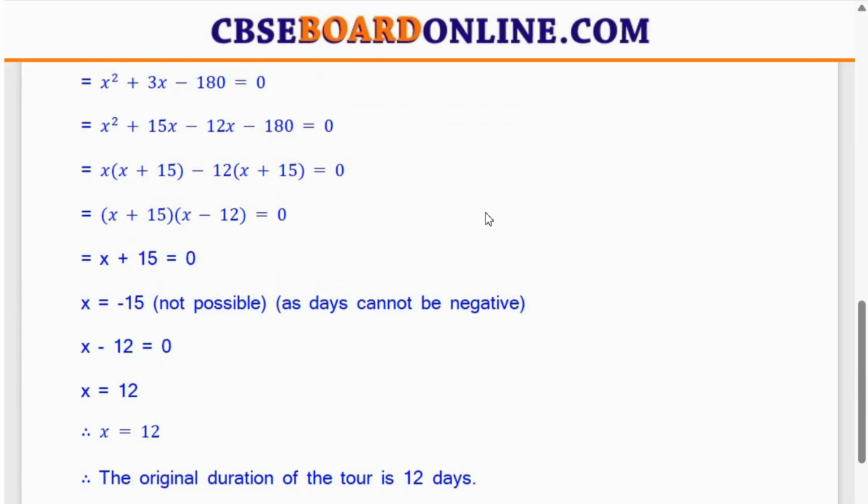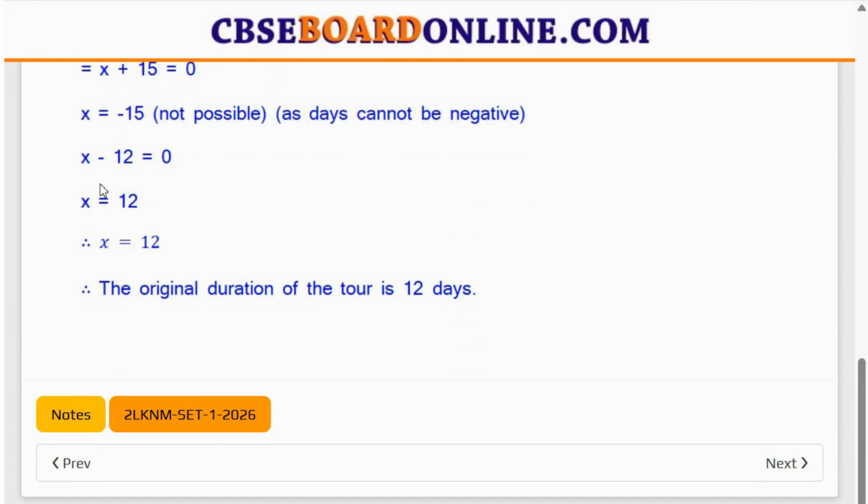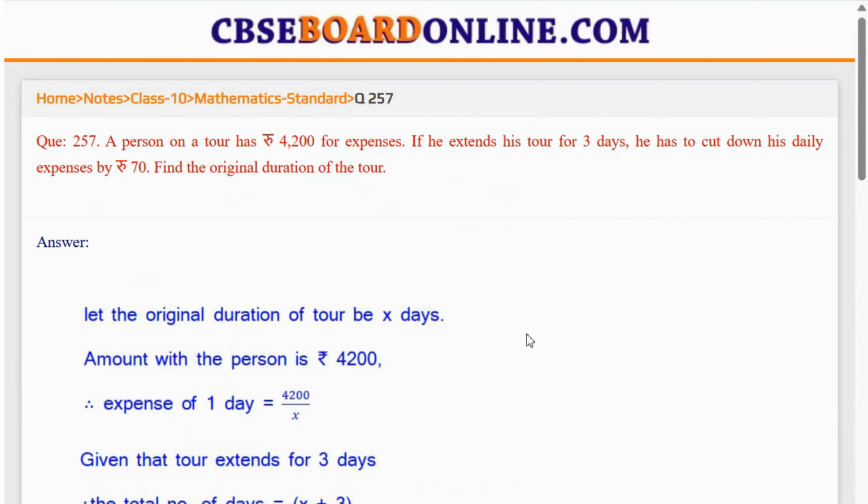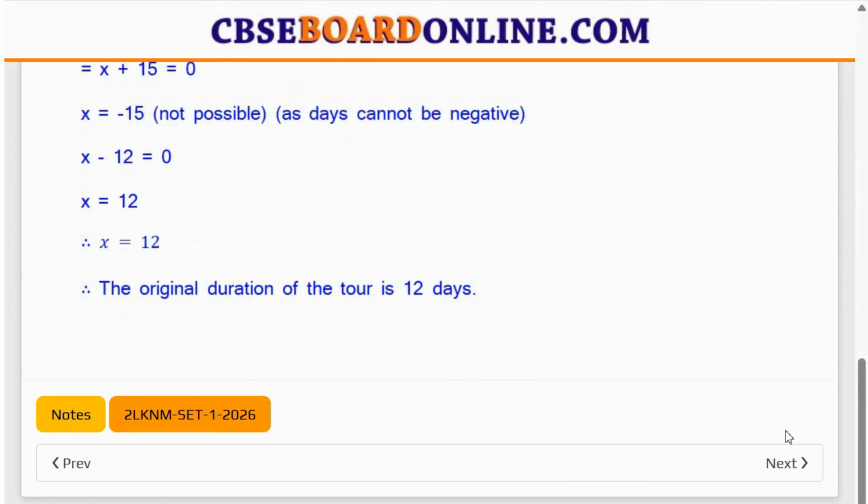So x minus 12 is equal to what? If this sign is negative, as soon as you shift it to the other side, x is equal to positive 12. So the original number of days of the tour was 12, and the tour got extended by 3 days. This means the number of days after extension is what? It is 15 days. Okay.